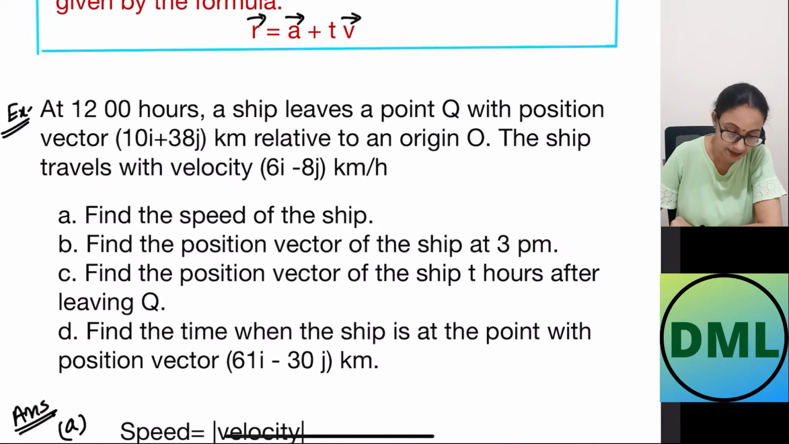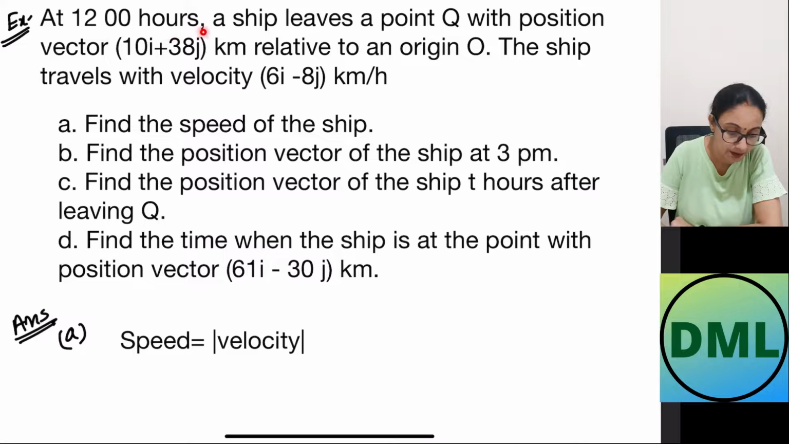Now let's see one example. At 12 hours, a ship leaves a point Q with position vector 10i plus 38j km relative to an origin O. The ship travels with velocity 6i minus 8j km per hour. First, find the speed of the ship. Second, find the position vector of the ship at 3 pm. Third, find the position vector of the ship t hours after leaving Q. Fourth, find the time when the ship is at the point with position vector 61i minus 30j km.